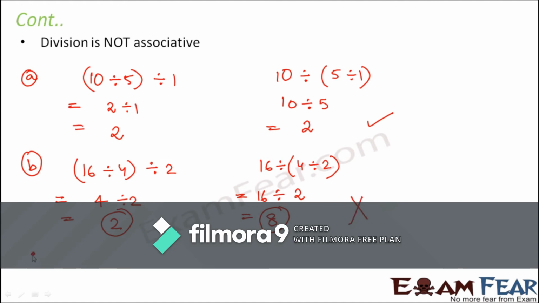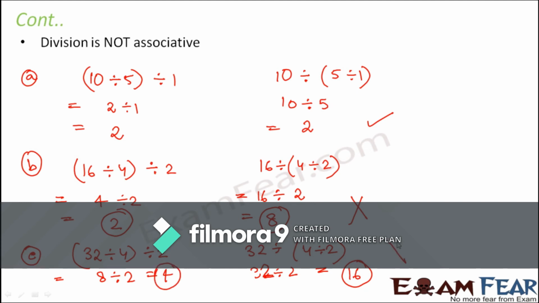So should we give a try to the third example? Okay, let's give a try. Let's say 32 divided by 4 divided by 2. So this is 8 divided by 2, which is equal to 4. Now 32 divided by (4 divided by 2). This is 32 divided by 2. So this is equal to 16. So in this case also we arrive at different results. So that means division is not associative.